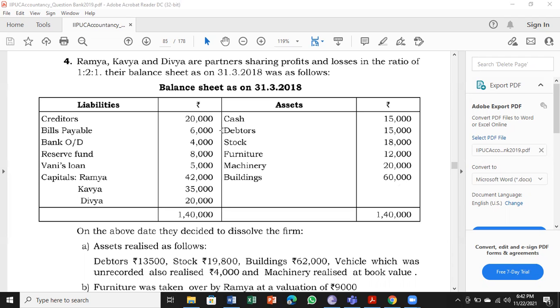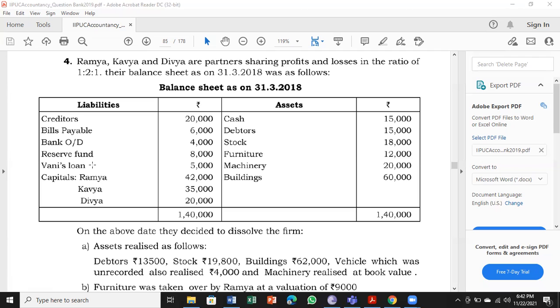Look at the asset side. Cash, debtors, stock, furniture, machinery, and building. So cash will go to cash account. Remaining 5 assets go to debit side of realization account. And then on the liabilities side, creditors, bills payable, bank overdraft will go to credit side of realization account. Reserve fund will go to capital accounts.